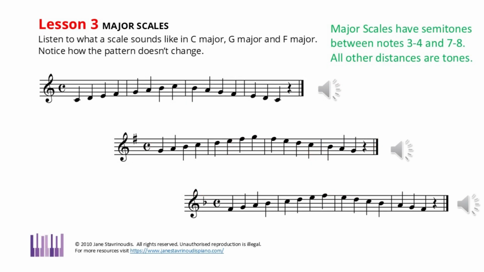Here are 3 major scales in 3 different keys. They are all the same scale and have the same pattern of tones and semitones. They just start on different notes. This is what C major sounds like. This is what G major sounds like.